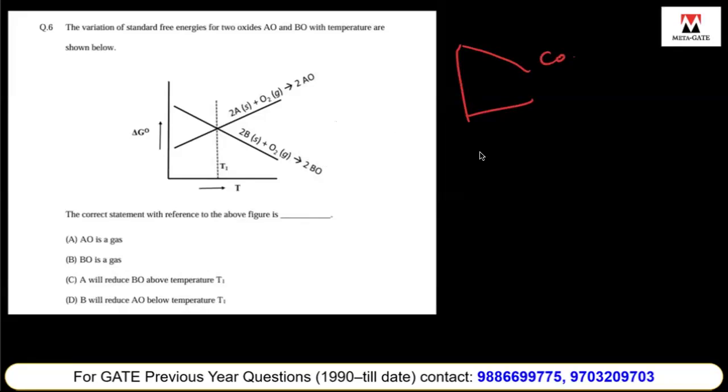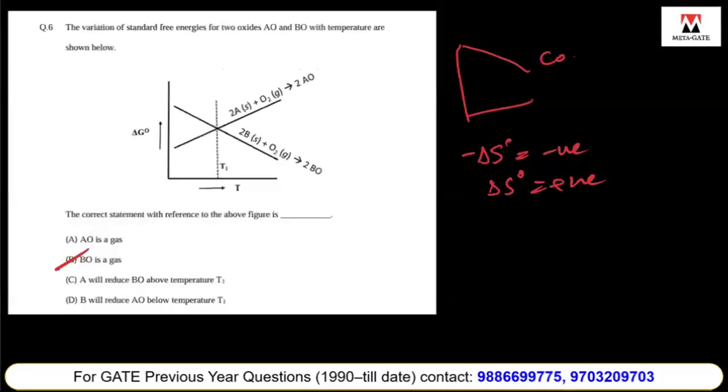Also, you can say through other means that the entropy is negative for an Ellingham diagram. Here the slope is negative and the entropy is positive. So it says that the product has more entropy than the oxides. So it is only possible for gases. So BO is a gas.